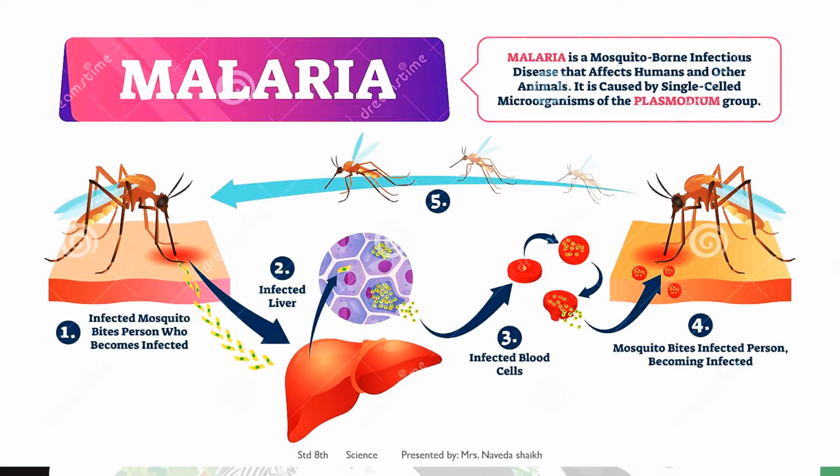This affects the liver of the person, which then transmits these protozoa into the blood cells. And again, if another mosquito bites that infected person, it tends to transmit this as well. Okay, so it is also a very important thing that you need to remember.